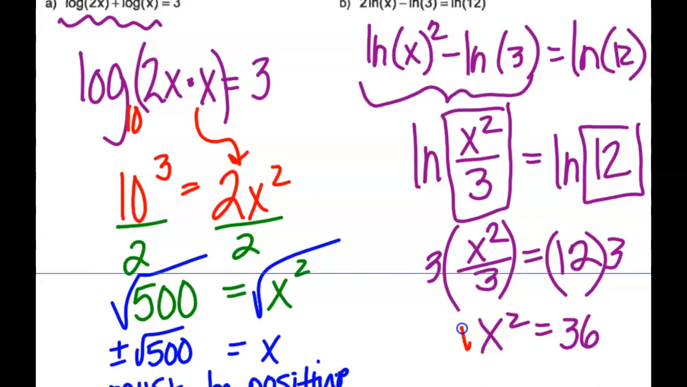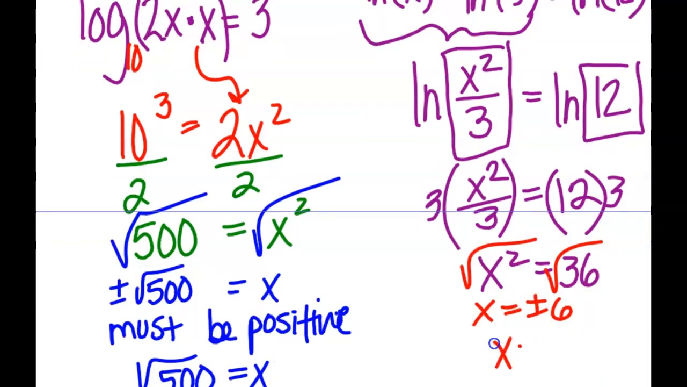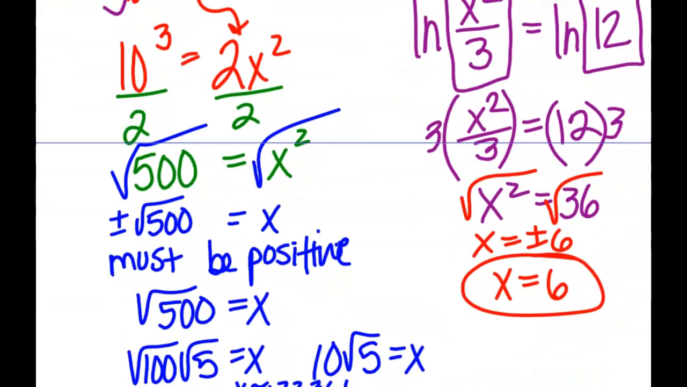Normally we'd square root and get plus or minus, but can we have a negative? Now it's really weird. If we'd started out with an x squared, we could have had a negative, but the original problem said 2 times take the log of x, and you can't take the log of a negative number. So the only solution is 6. There are times when you will have a negative depending what expression you're taking a log of.